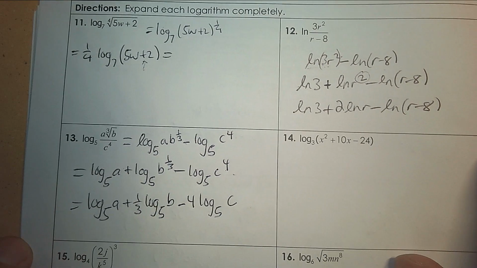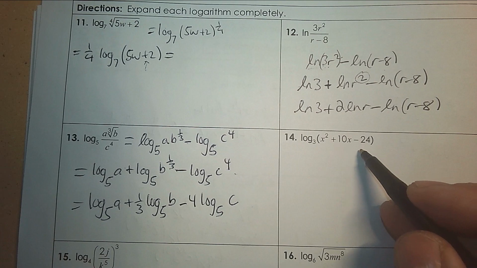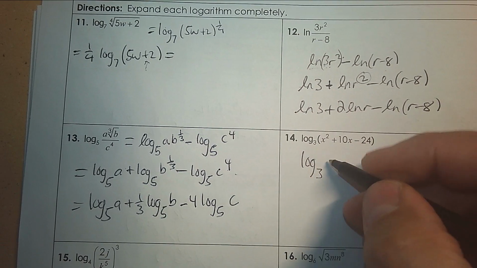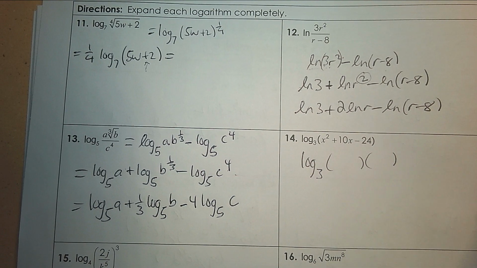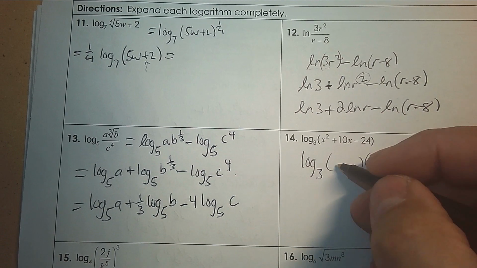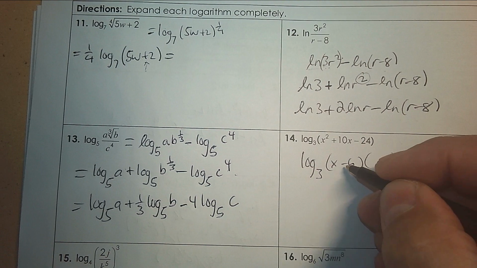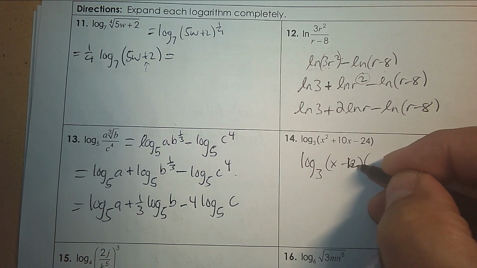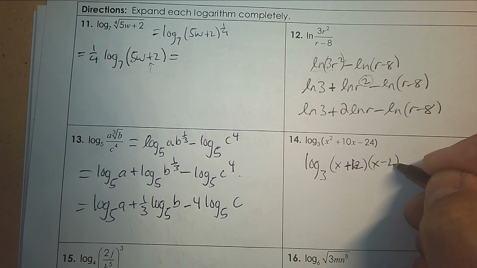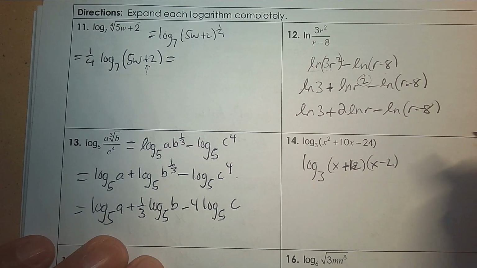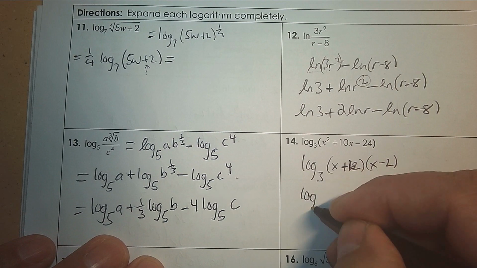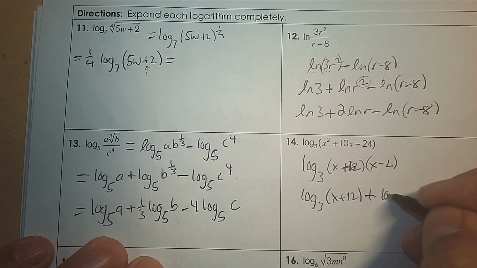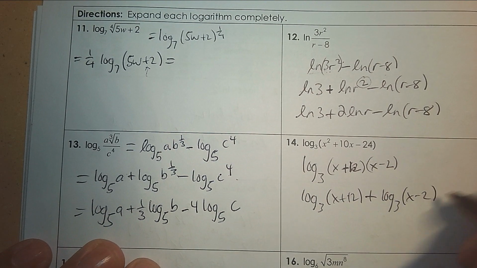Number 14, do you see adding and subtracting? So one thing I can do to help this is to factor it so it's now a product. So what two numbers multiply to negative 24? And that, I was going to go 6 and 4, right? It's 12 and 2. So plus 12 and minus 2, those are the ones that fit. And now that it's multiplying, I can then separate it into two logarithms, adding. That I can't go any further with.